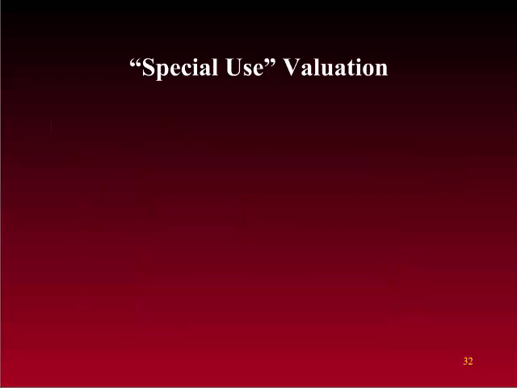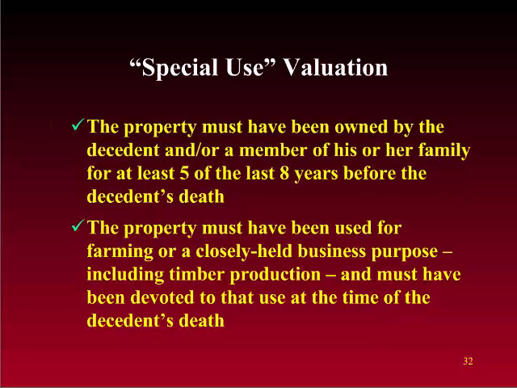Okay, got that? The property must have been owned by the decedent and/or a member of his or her family for at least 5 of the last 8 years before the decedent's death. The property must have been used for farming or a closely held business, and again, this is where timber comes in, and must have been devoted to that use at the time of the decedent's death.